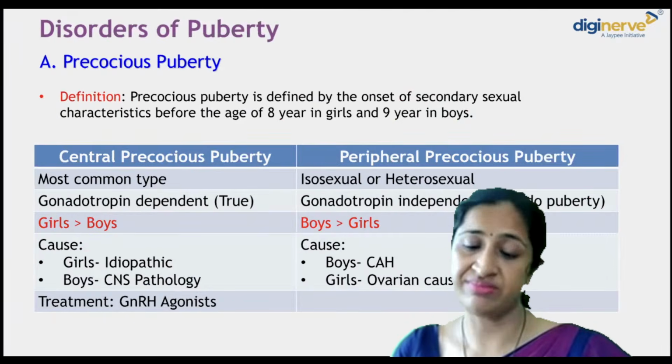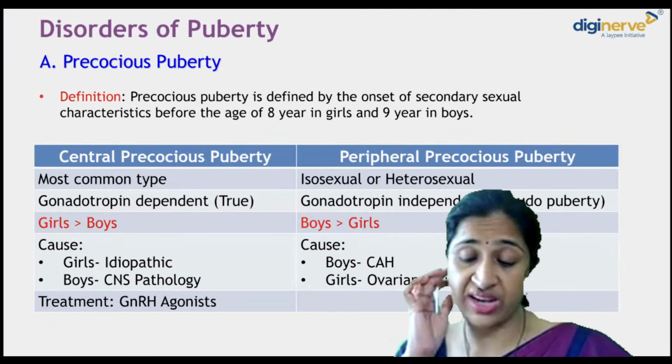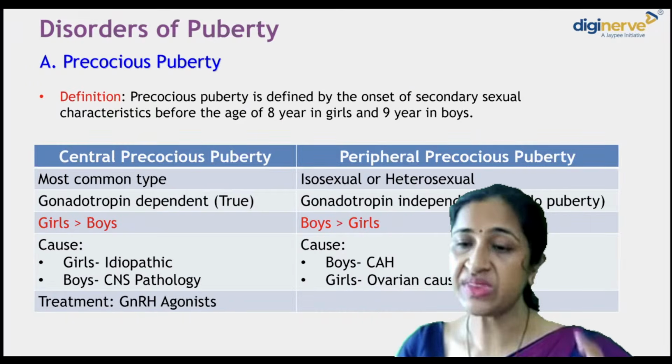Disorders of puberty, important, as is congenital adrenal hyperplasia. Okay, that we will come to. Now, disorders of puberty.